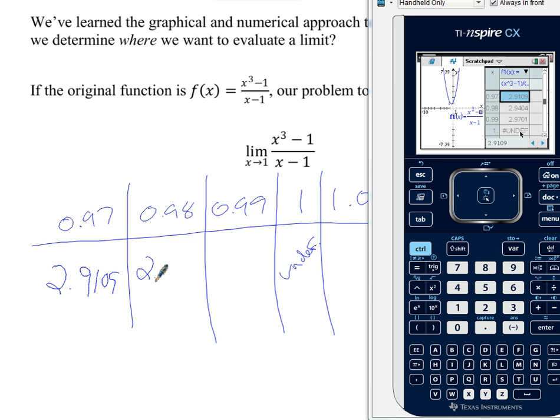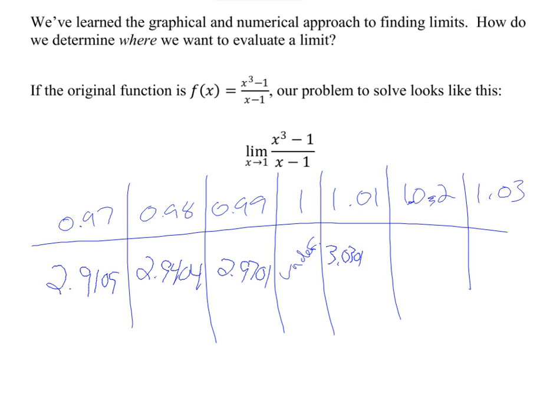So we have 2.9109, 2.9404, 2.9701, and then I need 3.0301. Okay, go ahead and tell me the rest. Okay.